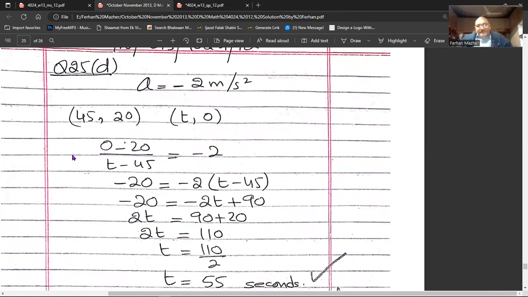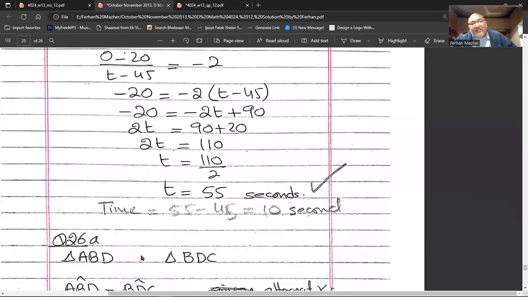And T comma 0. So the gradient equals minus 2, which is Y2 minus Y1 divided by X2 minus X1. So it will be 0 minus 20 divided by T minus 45 equals minus 2. So minus 20 equals minus 2 bracket T minus 45 bracket close. Minus 20 equals minus 2T plus 90. So 2T equals 90 plus 20. 2T equals 110. So T equals 110 divided by 2, and T will be 55.